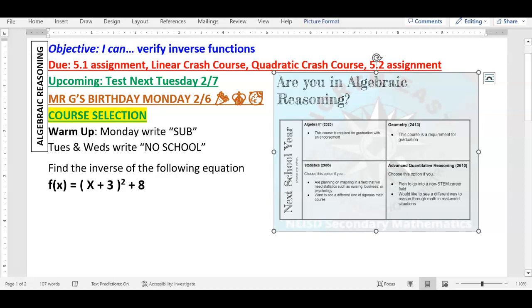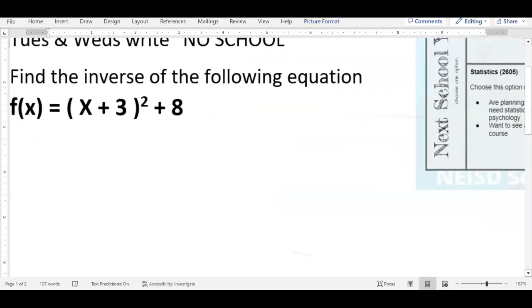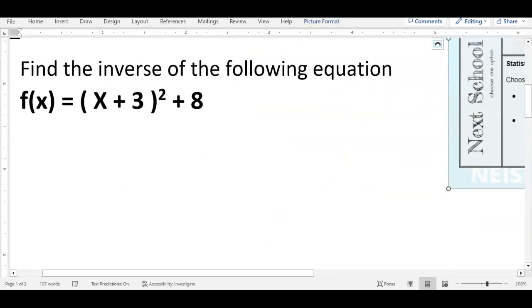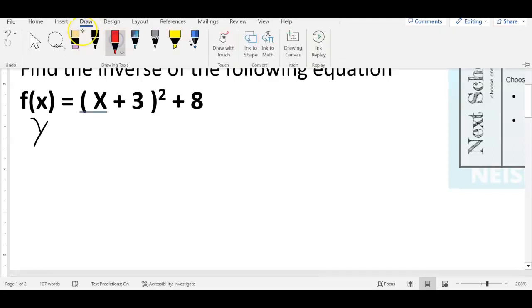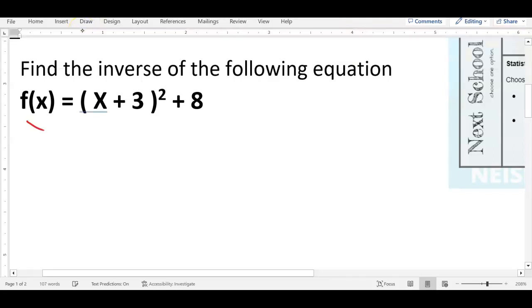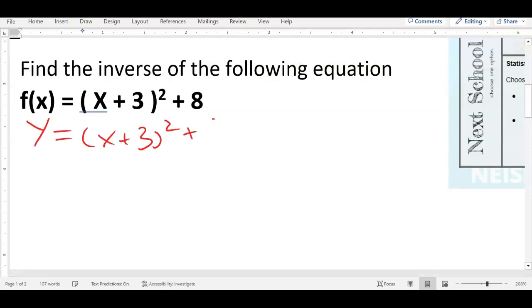Now, let's find the inverse of the following equation. First step, by the way, if you're taking a quiz, you want to do that first. So, hey. Do that quiz, please. First step, f of x turns into what letter? Y equals x plus 3 squared plus 8.